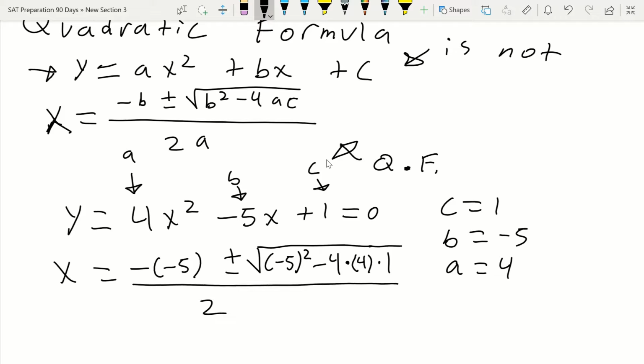Keep in mind that this is all over 2a. It would not surprise me if one of the answer choices on the SAT was the x equals and then all of what's up top, but you forgot to divide by 2a. You have to remember to divide by 2a. We see a is 4, so we'll be dividing by 2 times 4, which will equal 8. Right, 2 times 4, that's going to give us 8.